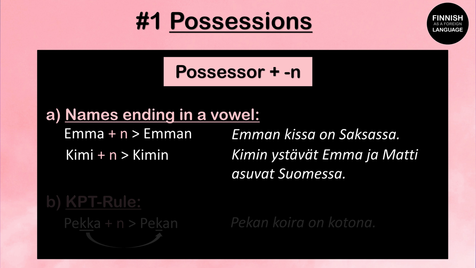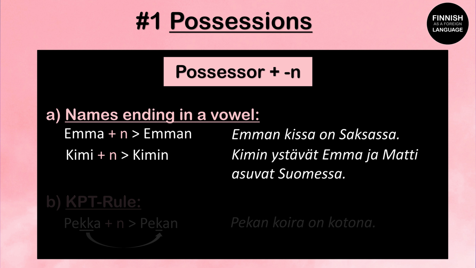Let's do another example. The name Kimi. We add the genitive marker n to it and we get Kimin, which means of Kimi. Here's one example. Kimin ystävät Emma ja Matti asuvat Suomessa means Kimi's friends Emma and Matti live in Finland. Kimin ystävät means Kimi's friends.